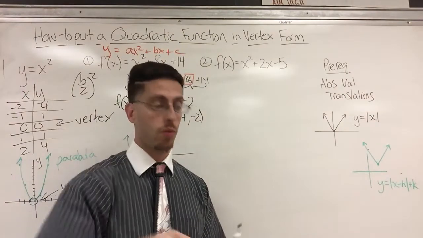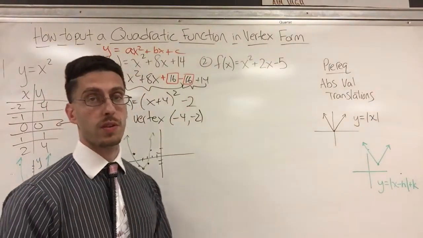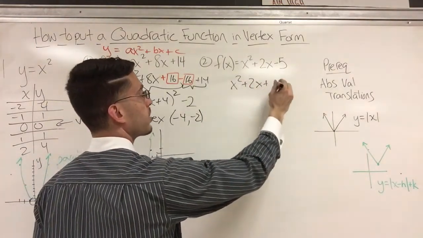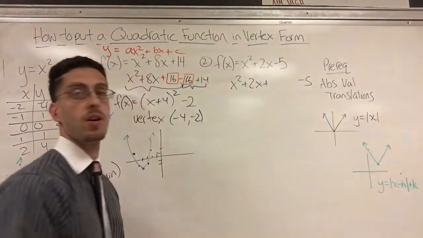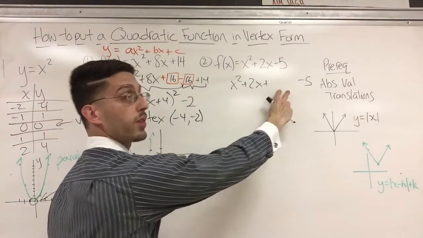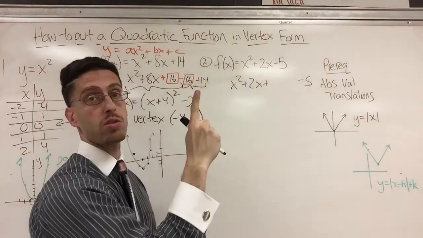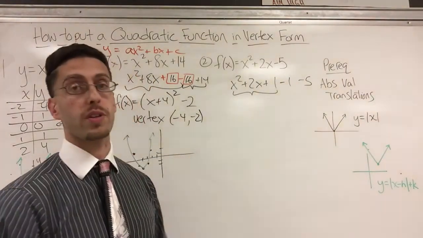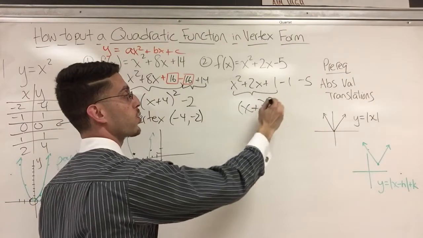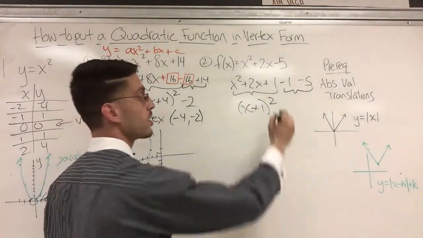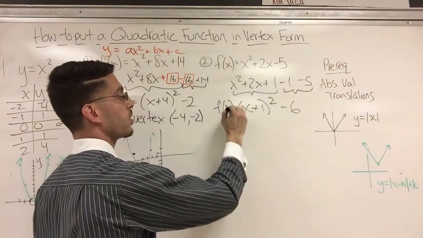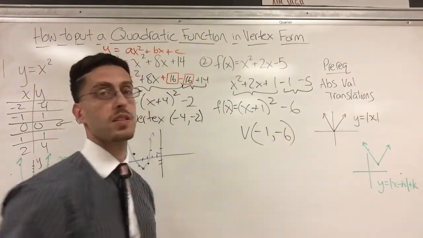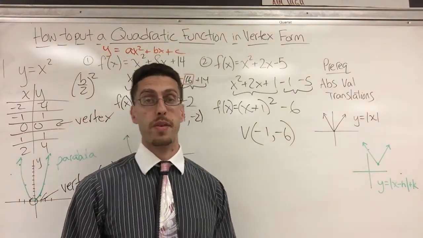So try this one on your own. You can even pause it, but I'm going to do it with you. Here, what's the vertex? Let's put it in vertex form and find out. So that's x squared plus 2x plus blank minus blank, and then I'll move the minus 5 all the way over there. What do I fill in the blanks with? 2 divided by 2 is 1. 1 squared is still 1. That was easy. So plus 1 minus 1. This is great because it's a perfect square trinomial. That's x plus 1 squared. And then this is negative 6. So f of x equals that thing. And the vertex of that thing is negative 1, comma, negative 6.